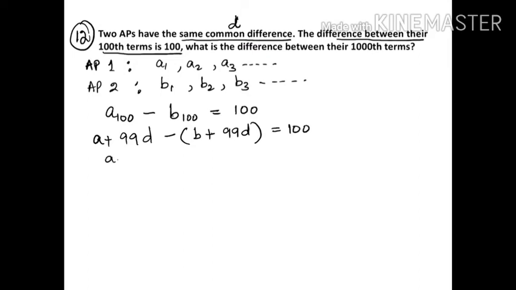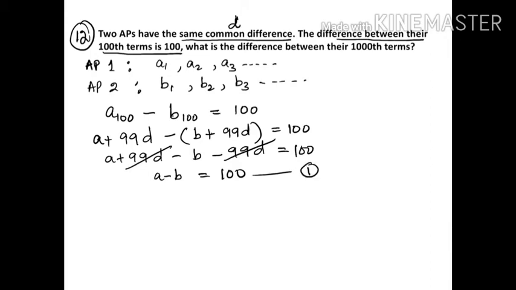So opening the brackets now, A plus 99D minus B minus 99D is equal to 100. 99D minus 99D becomes 0. So we have A minus B equal to 100. Let's mark this as 1.